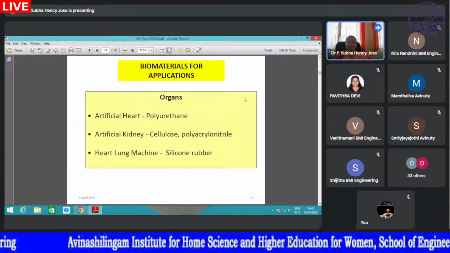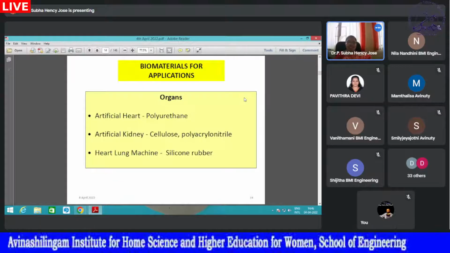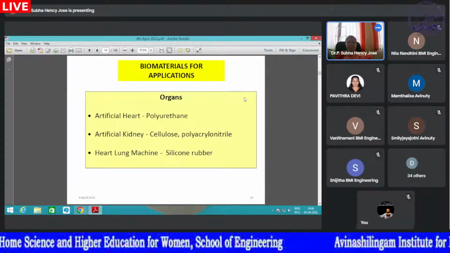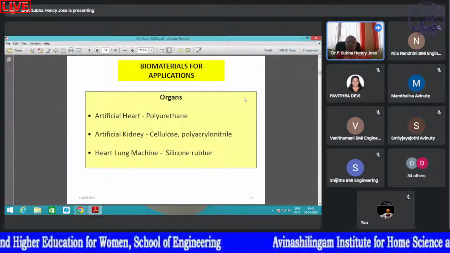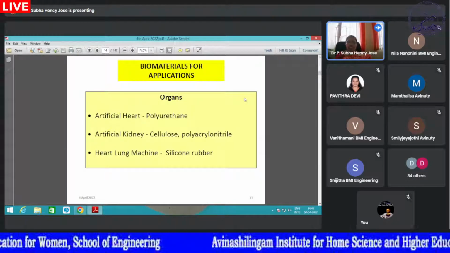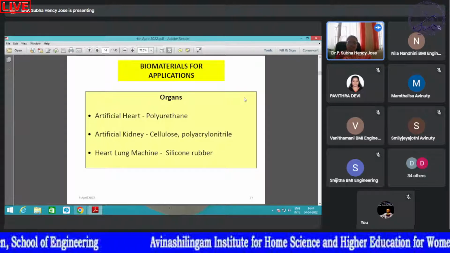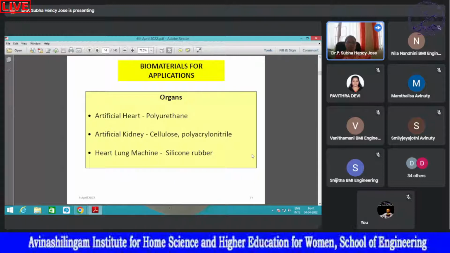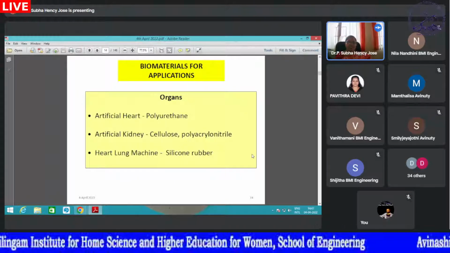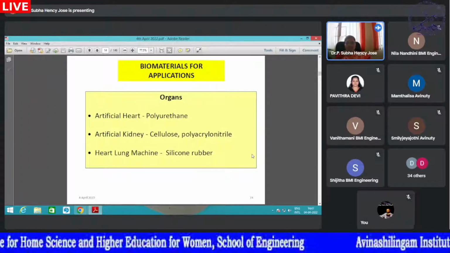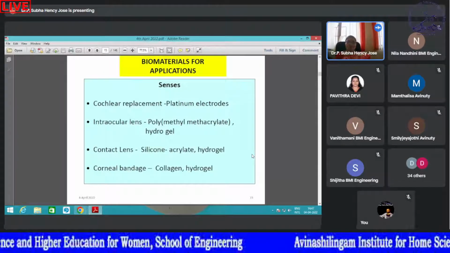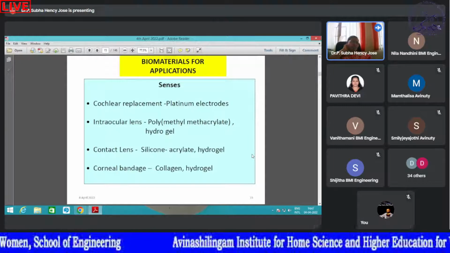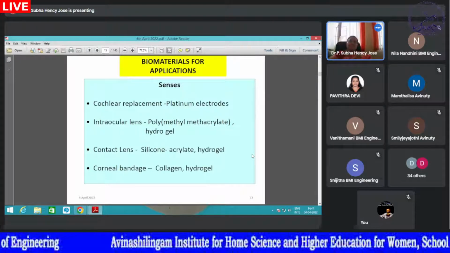And for specialized organs, the artificial heart, the total function was replaced by an artificial heart. For that, polyurethane was used. And for the artificial kidney, cellulose and polyacrylonitrile. And for a heart-lung machine, silicone rubber was used. So all these are the various materials that are used for specific organs also. And for senses, you might have seen cochlear ear implantation. They would have used some electrodes for that, where the air conduction was not proper.